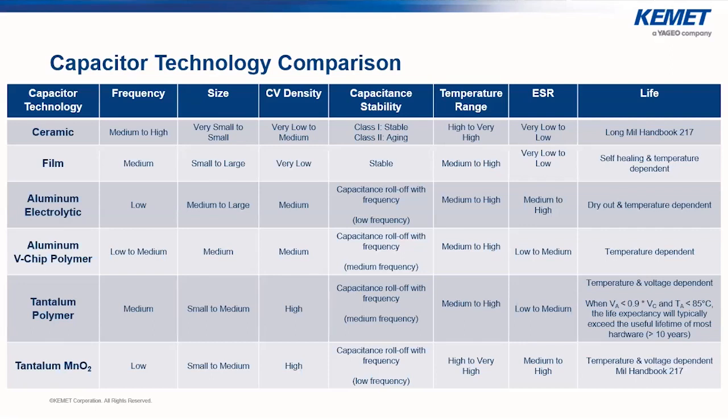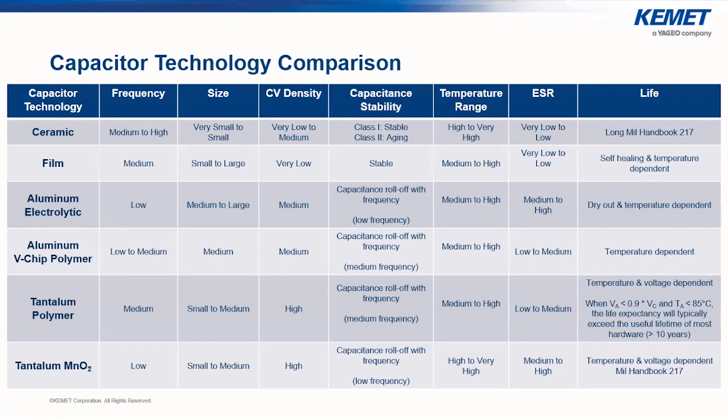The capacitance roll-off, which occurs in all electrolytics, will occur at a higher frequency. So instead of rolling off at 30 kilohertz or 50, you are now capable of going well up close to the megahertz range before you start to see that roll-off occurring. So that is a key benefit, and then the life.